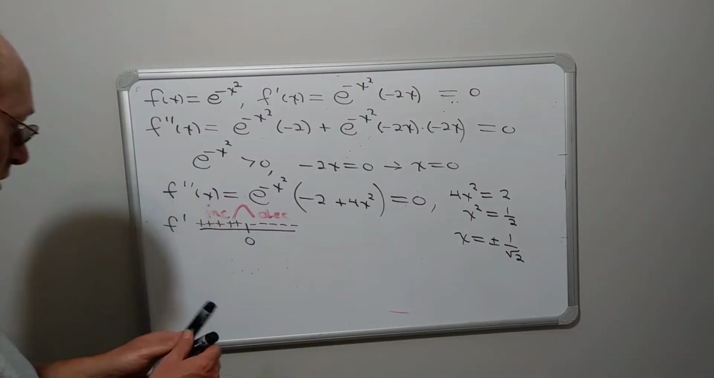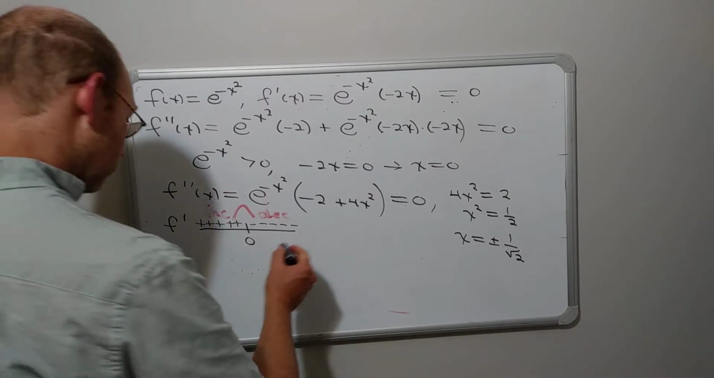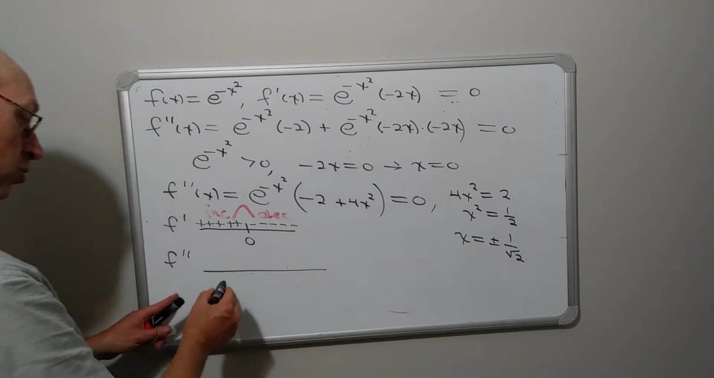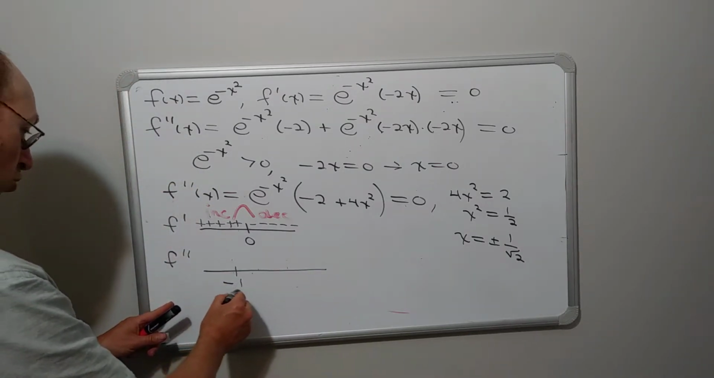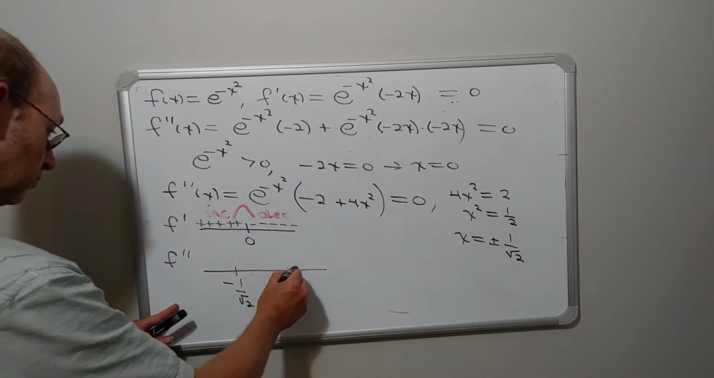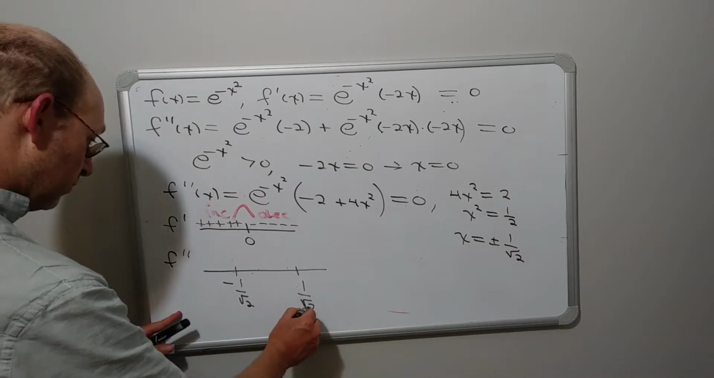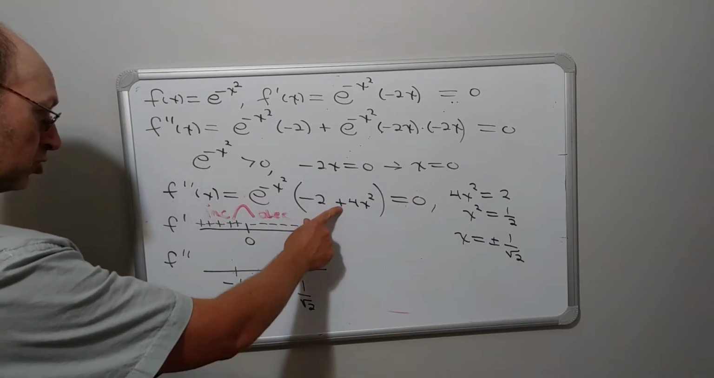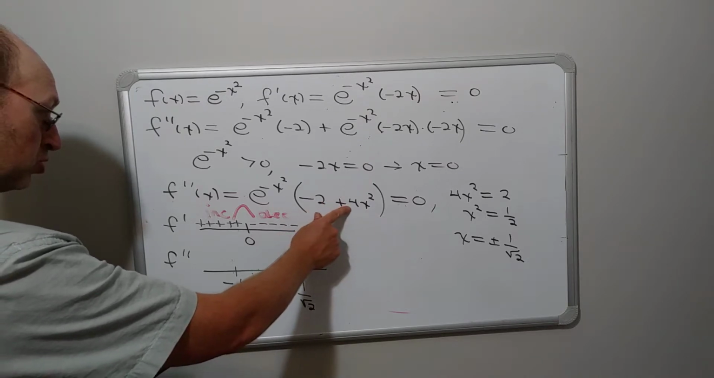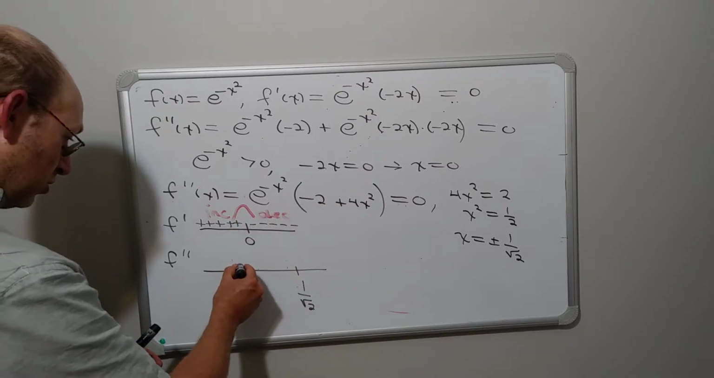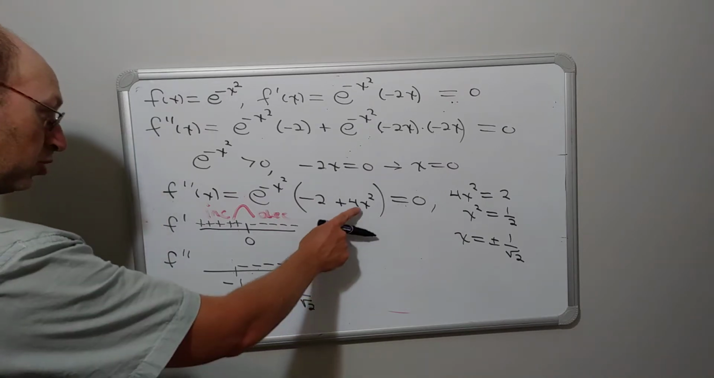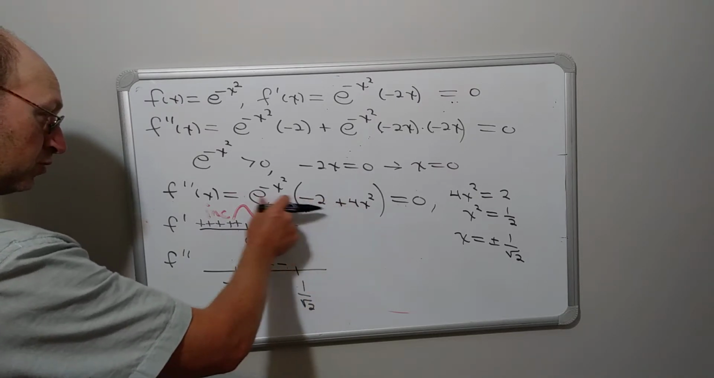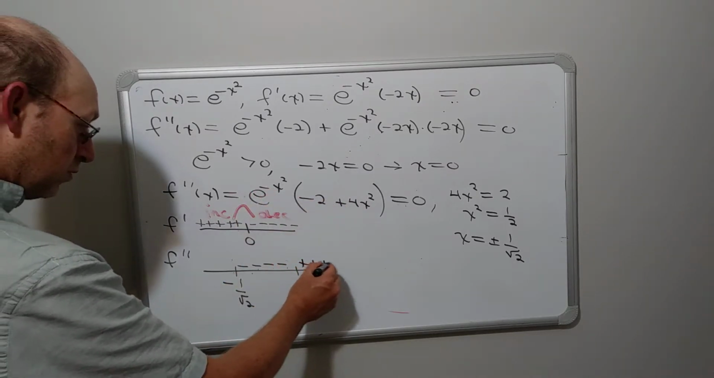Number line for f double prime. So f double prime, we would have negative 1 over radical 2, positive 1 over radical 2. If you plug in a number like 0, negative 2 plus 0 times a positive is definitely negative. Plug in 100. Negative 2 plus 100 squared, huge number, positive times positive, positive.